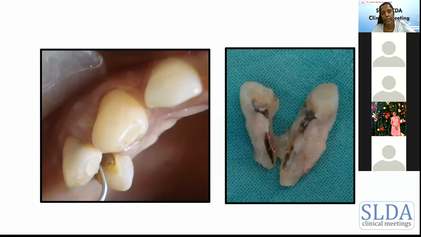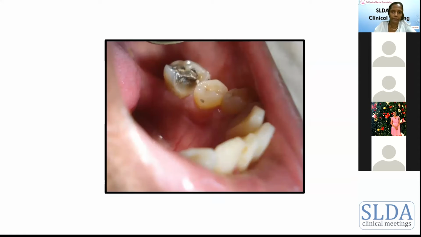It seems to be a MOD, mesio-occlusal-distal cavity, where the clinician has not taken into consideration providing proper coronal restoration, and it ended up as a split tooth. You can see the tooth after extraction, two parts separated and the remaining GP inside the root canal. This is an example to show you the importance of a good coronal restoration.